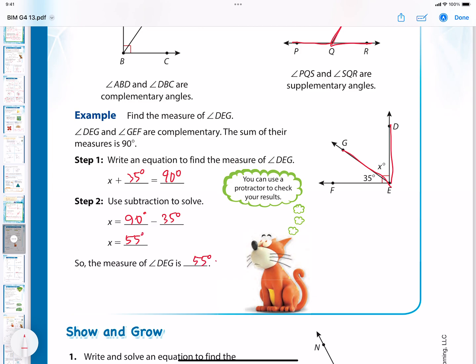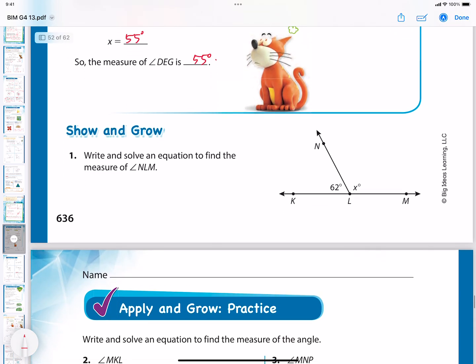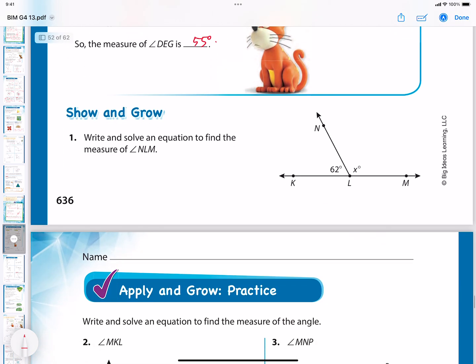Easy, right? You can use a protractor to check your result, okay? Please go ahead. You have a protractor, okay? Now, write and solve an equation to find the measure of angle NLM. This is what? Complementary, supplementary. 180 is what? Supplementary. Okay.